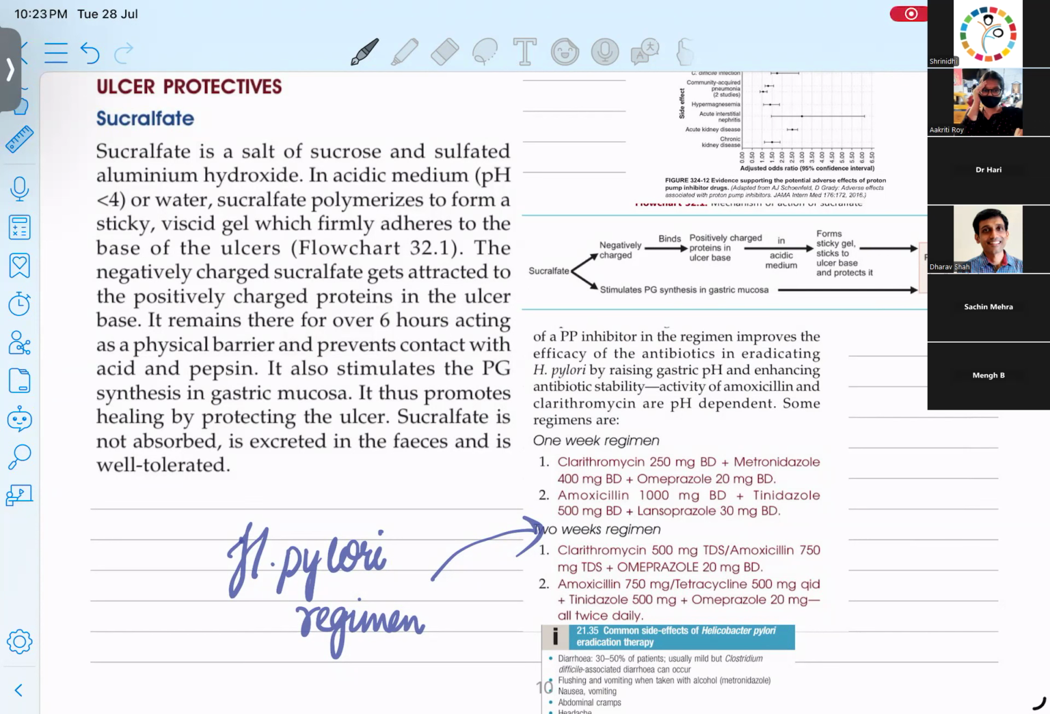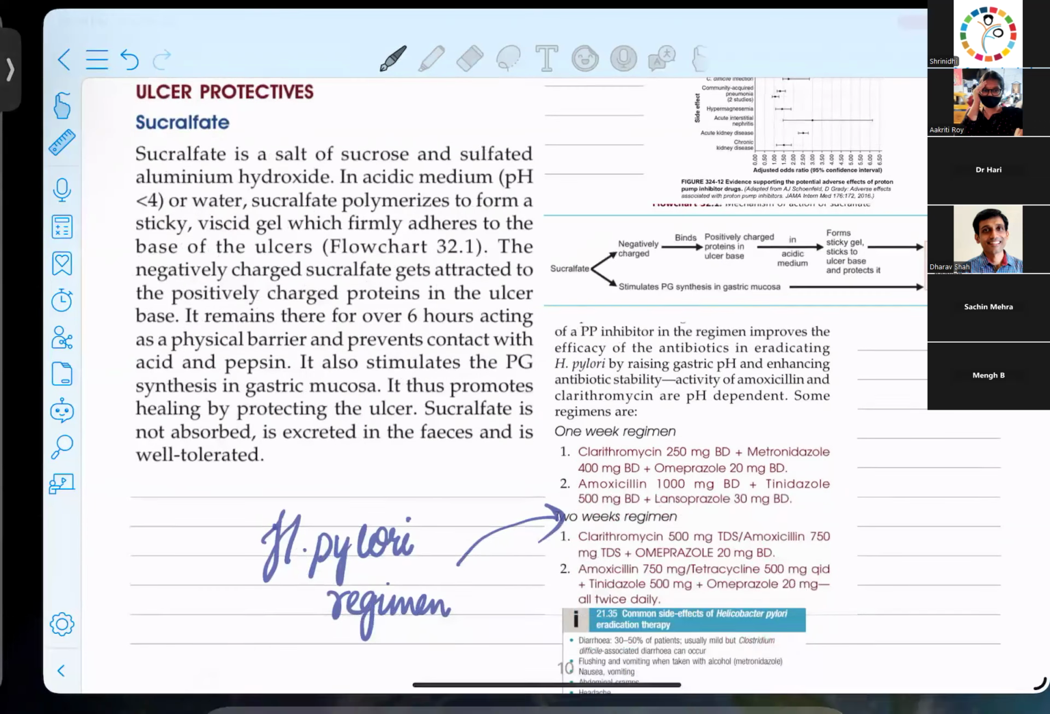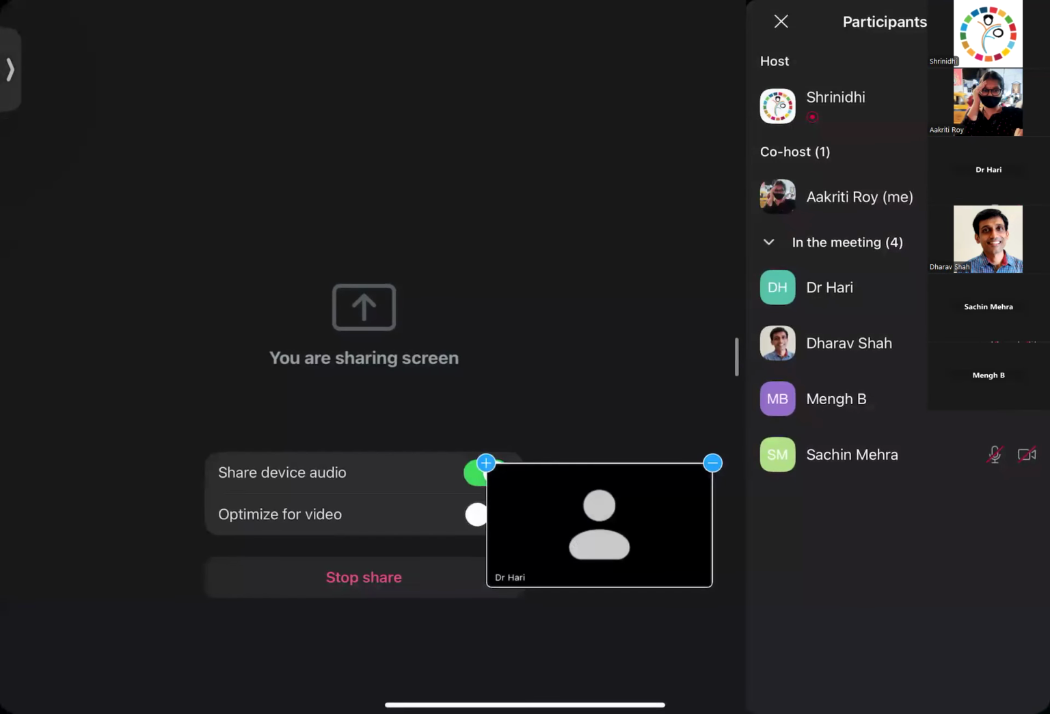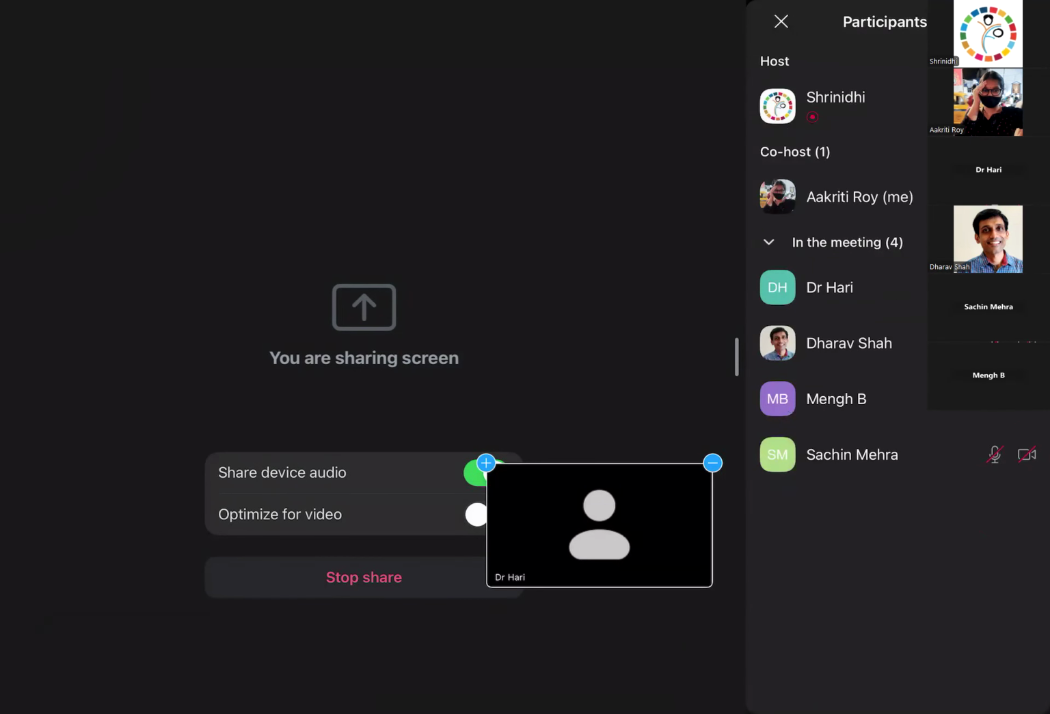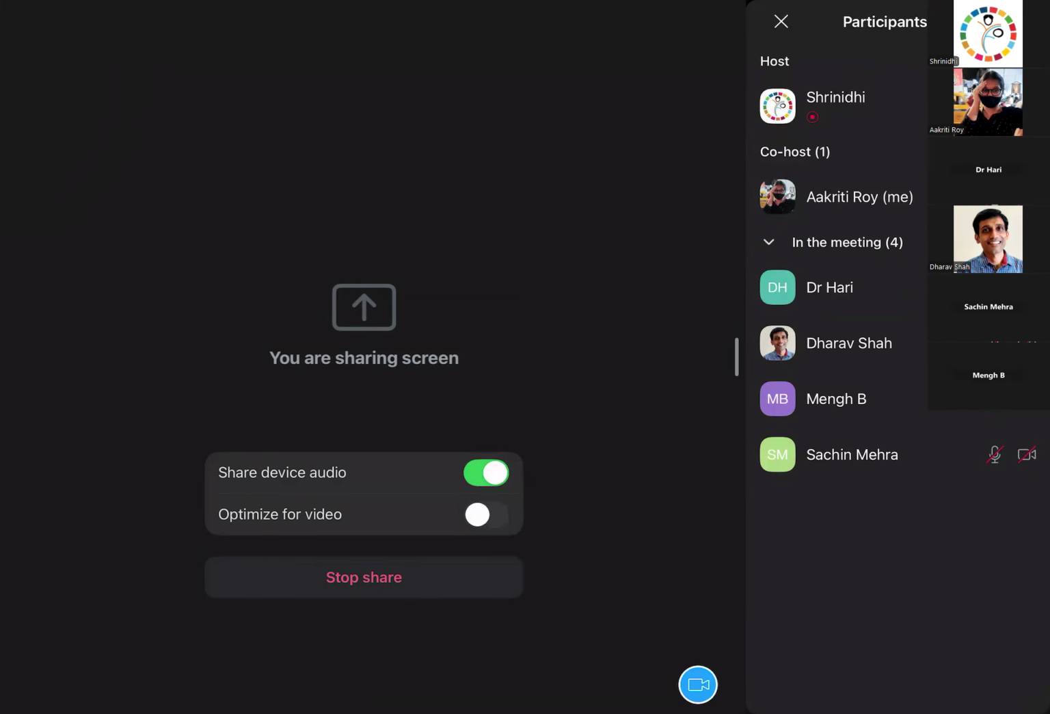Okay, so that was a very interesting question as well as a very interesting practical aspect. So I'll deal with it in two parts. First thing is to know what H. pylori is. Second is, is asymptomatic H. pylori significant?